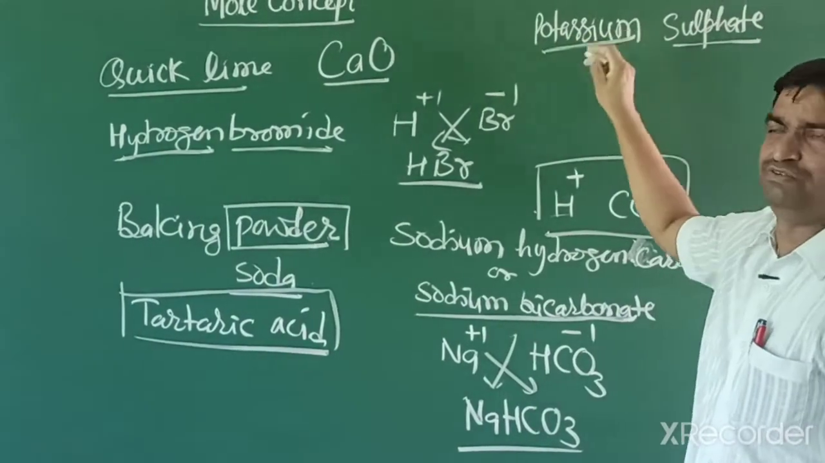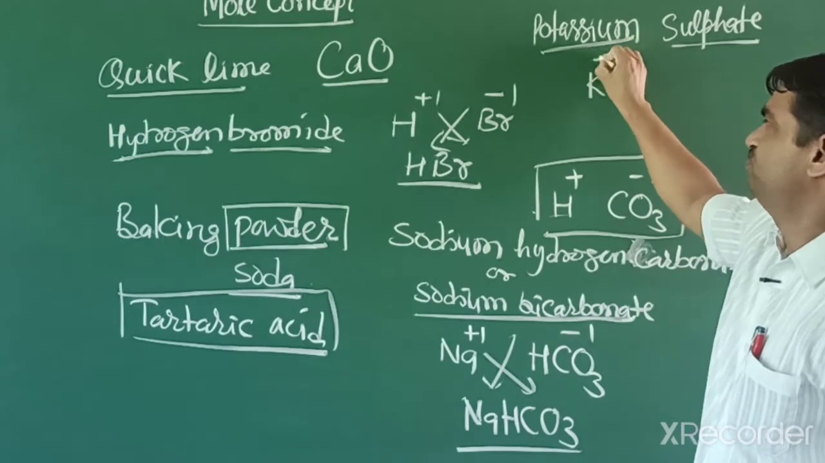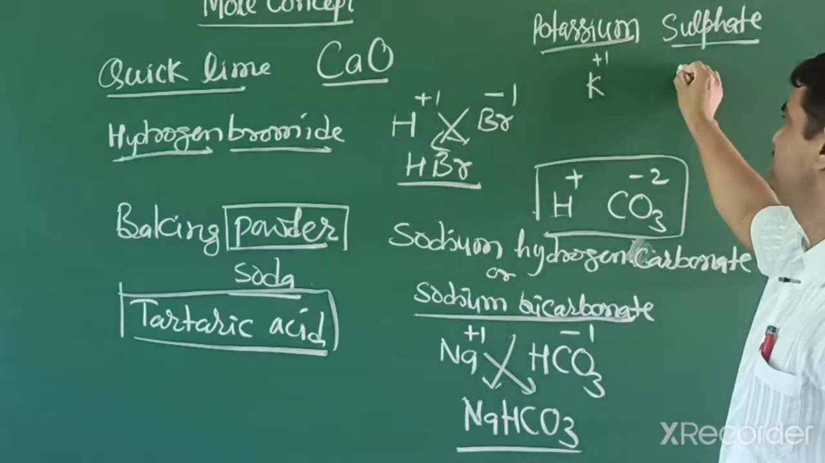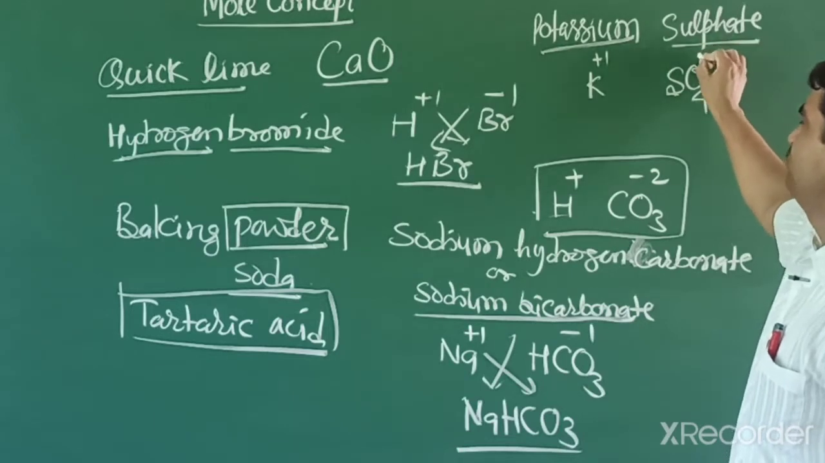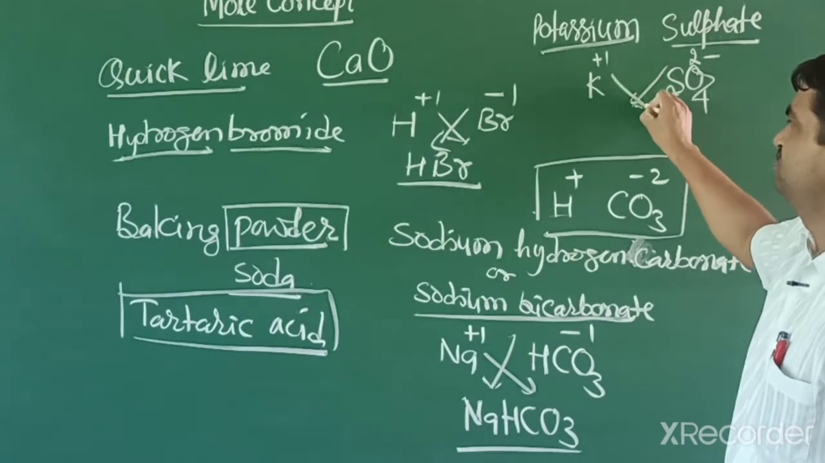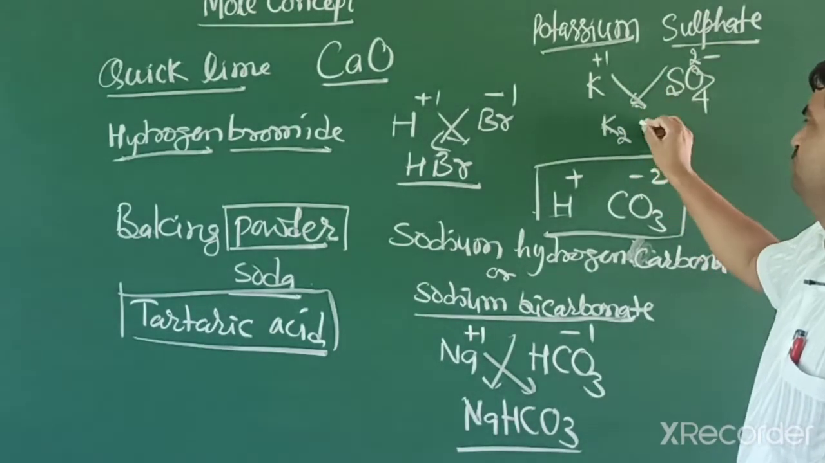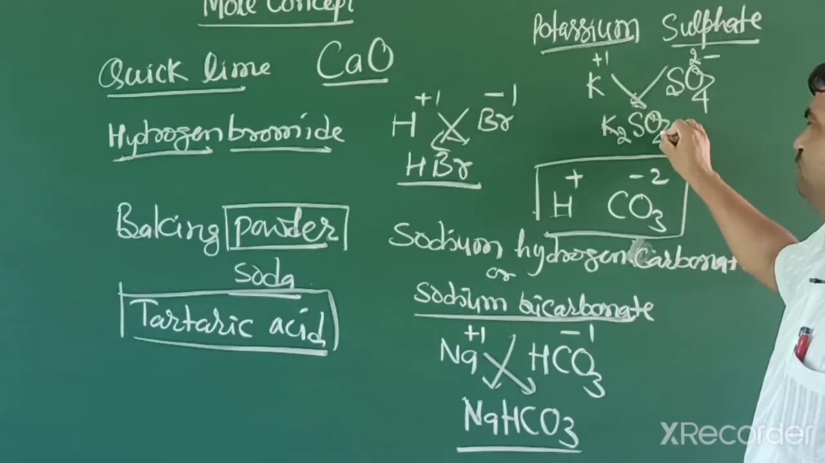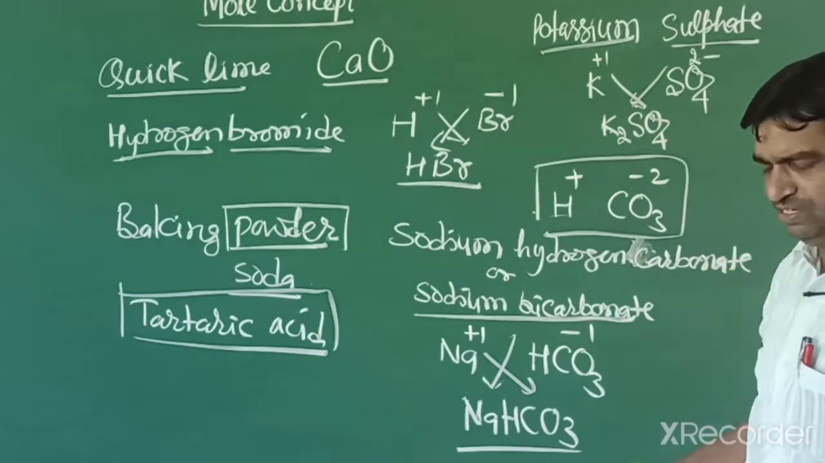So first, you know, potassium symbol K, plus 1 charge; sulfate, SO4, 2 minus or minus 2, you can write anyhow. Then cross their charge. So K2SO4. Potassium sulfate has potassium, sulfur and oxygen, 3 elements.